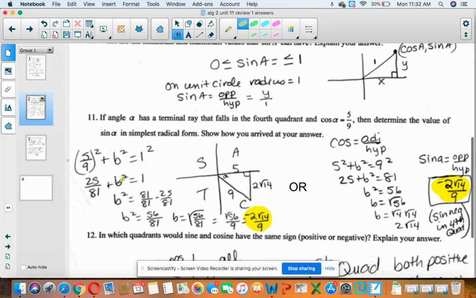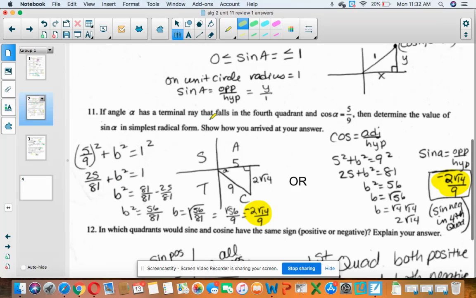On number 11, angle A has a terminal ray that falls in the fourth quadrant, and the cosine of A is 5/9. So I drew a picture here for us. I know I'm in the fourth quadrant. The cosine of the angle is 5/9. Cosine is adjacent over hypotenuse, so cosine is 5 over 9.